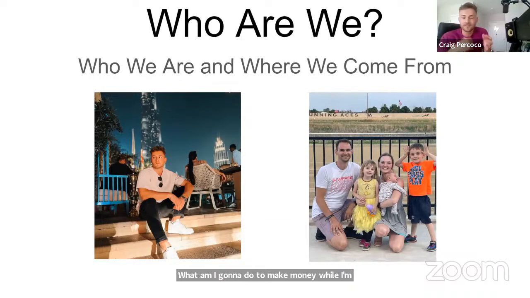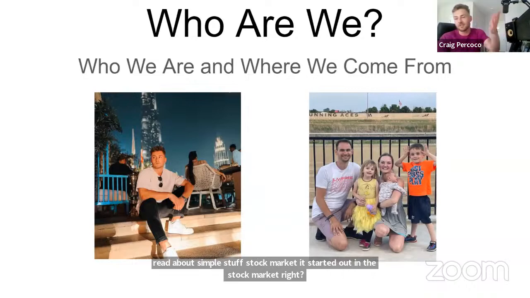And so I read about simple stuff, the stock market. I started out in the stock market, right? And I read about acquisitions. Long story short, I was like, oh, a company's getting bought. That probably means it's going to go up.